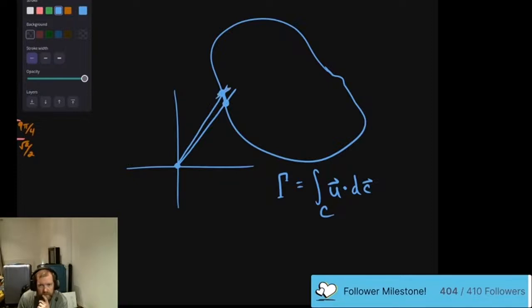I'm going to let this location be theta equals 0, and probably also 2 pi, just to say that we've gotten back around to the same place again.